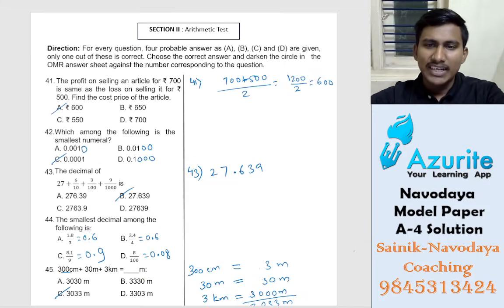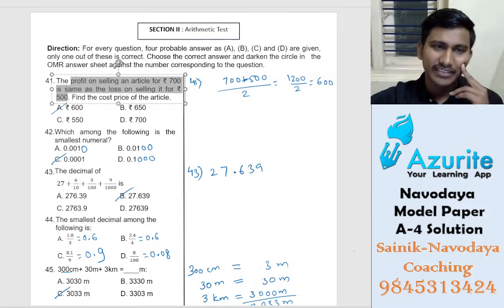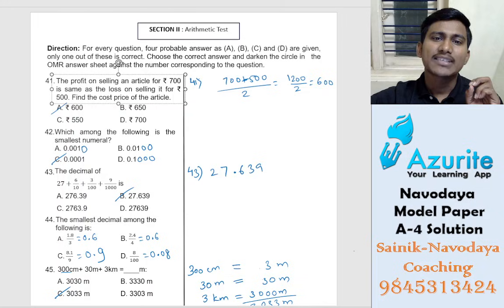So let us solve maths now. So 41 question is very easy. The profit on selling an article for 700 is same as loss on selling it for 500. So profit and loss when you sell is same. So that cost price we have to find.